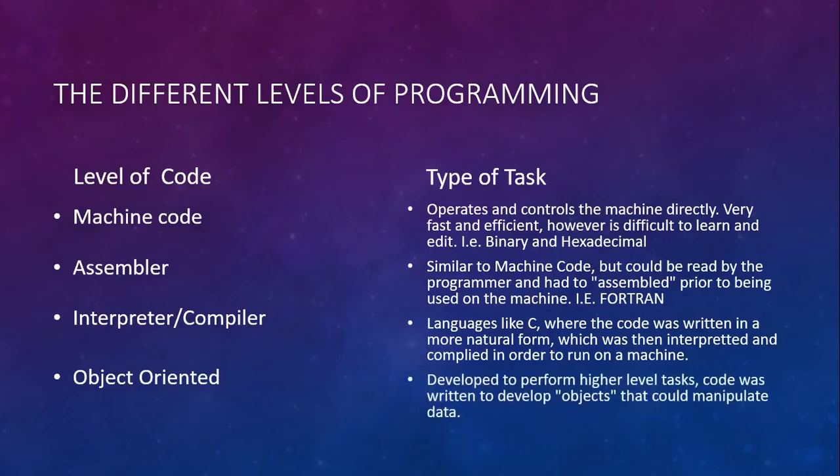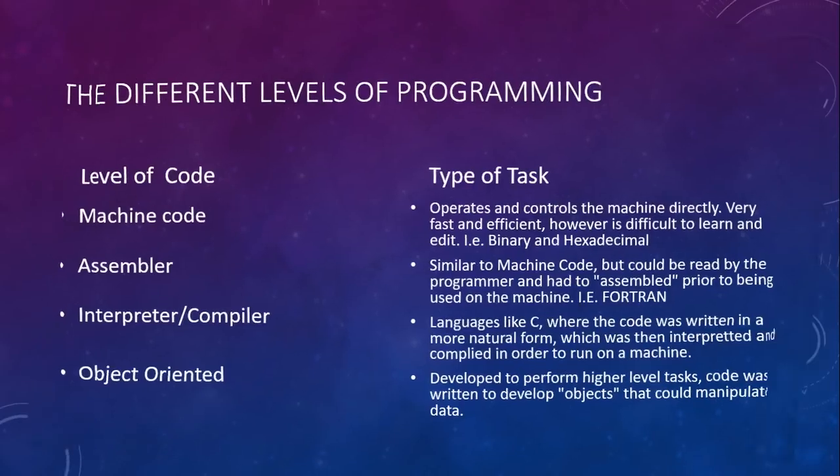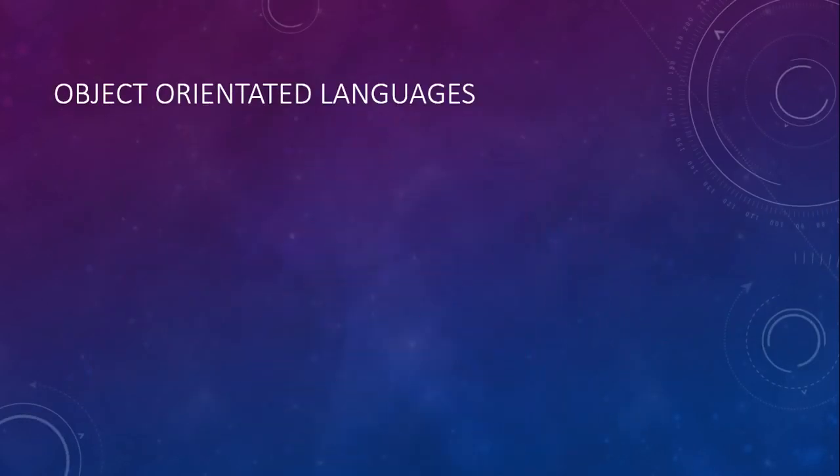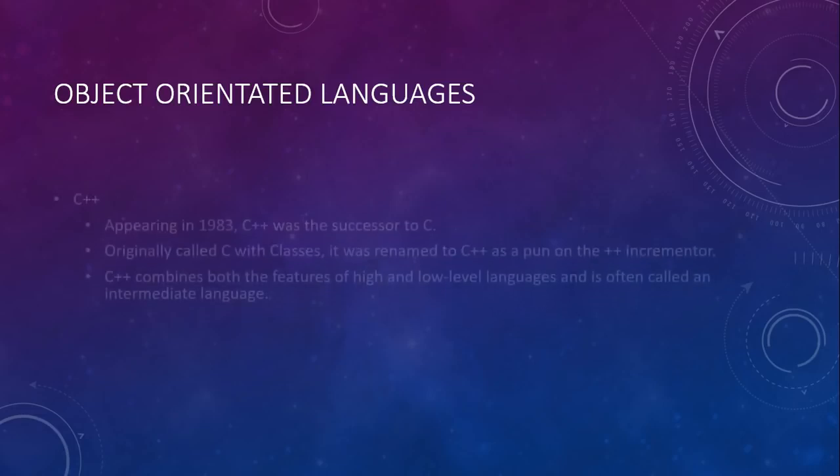All right, object-oriented languages were developed to handle what are known as higher-level tasks. The code was written to develop objects, quote unquote, that could manipulate data. And when I talk about objects, I'm talking about an abstract concept here. It's not a physical object, but it's kind of an abstract thing. So let's talk about those object-oriented languages, since that's what we're primarily going to be working with.